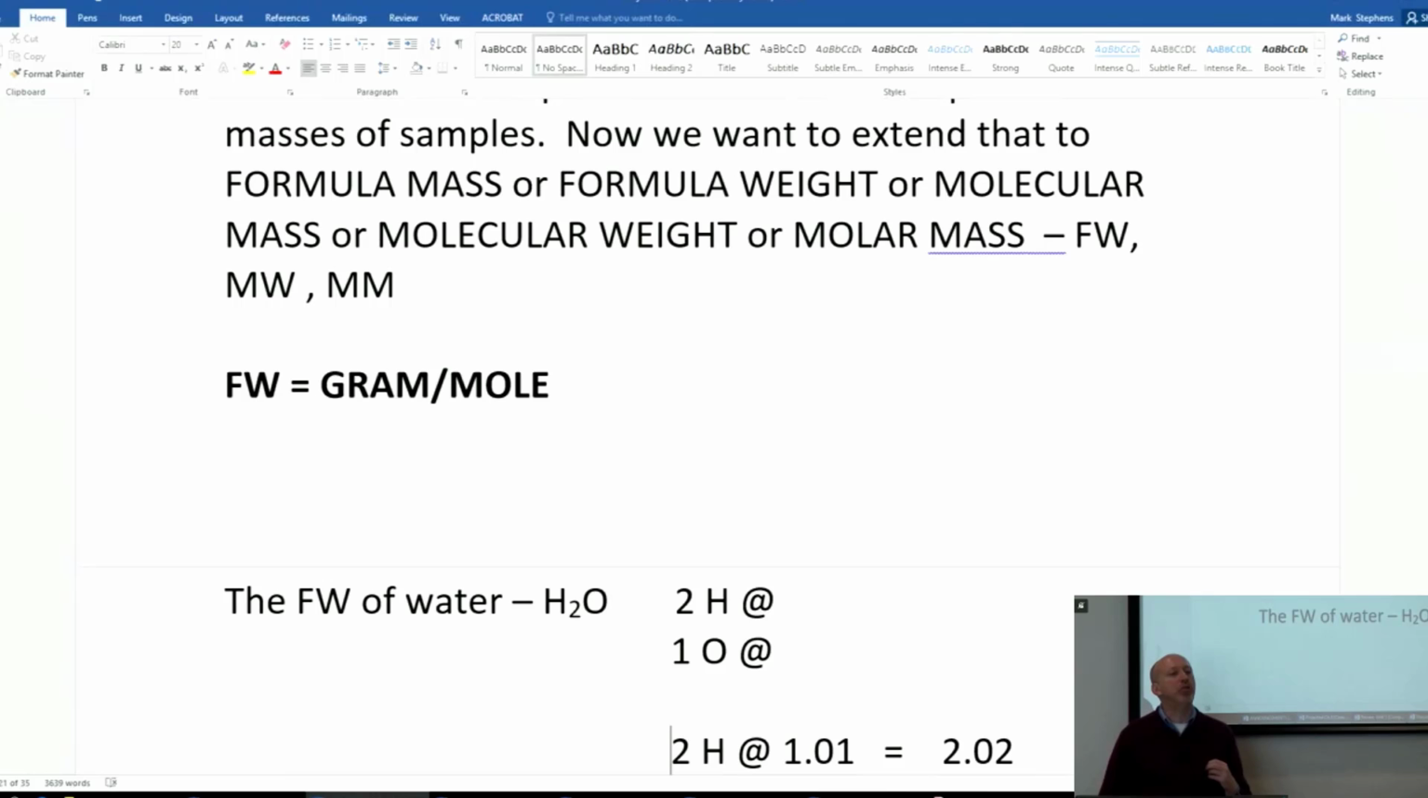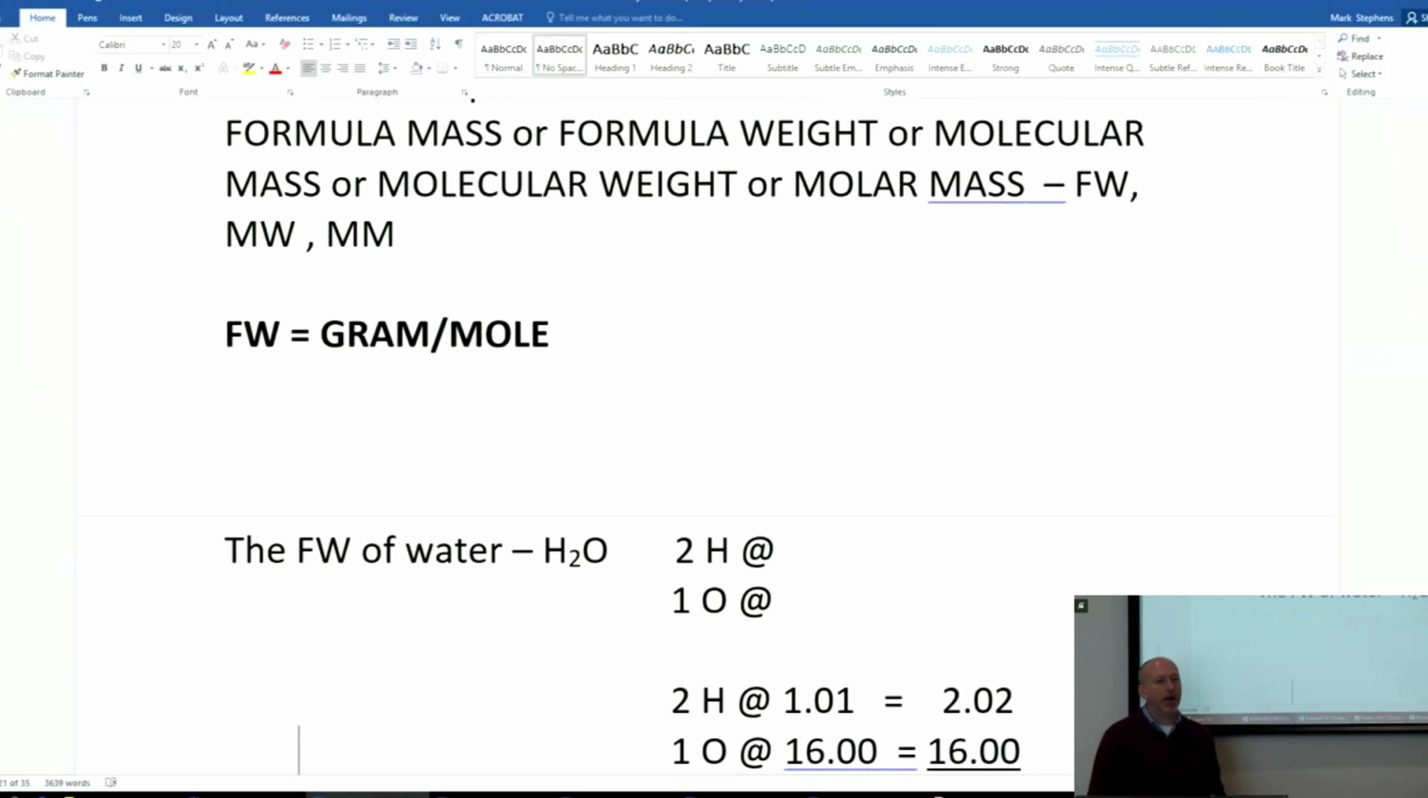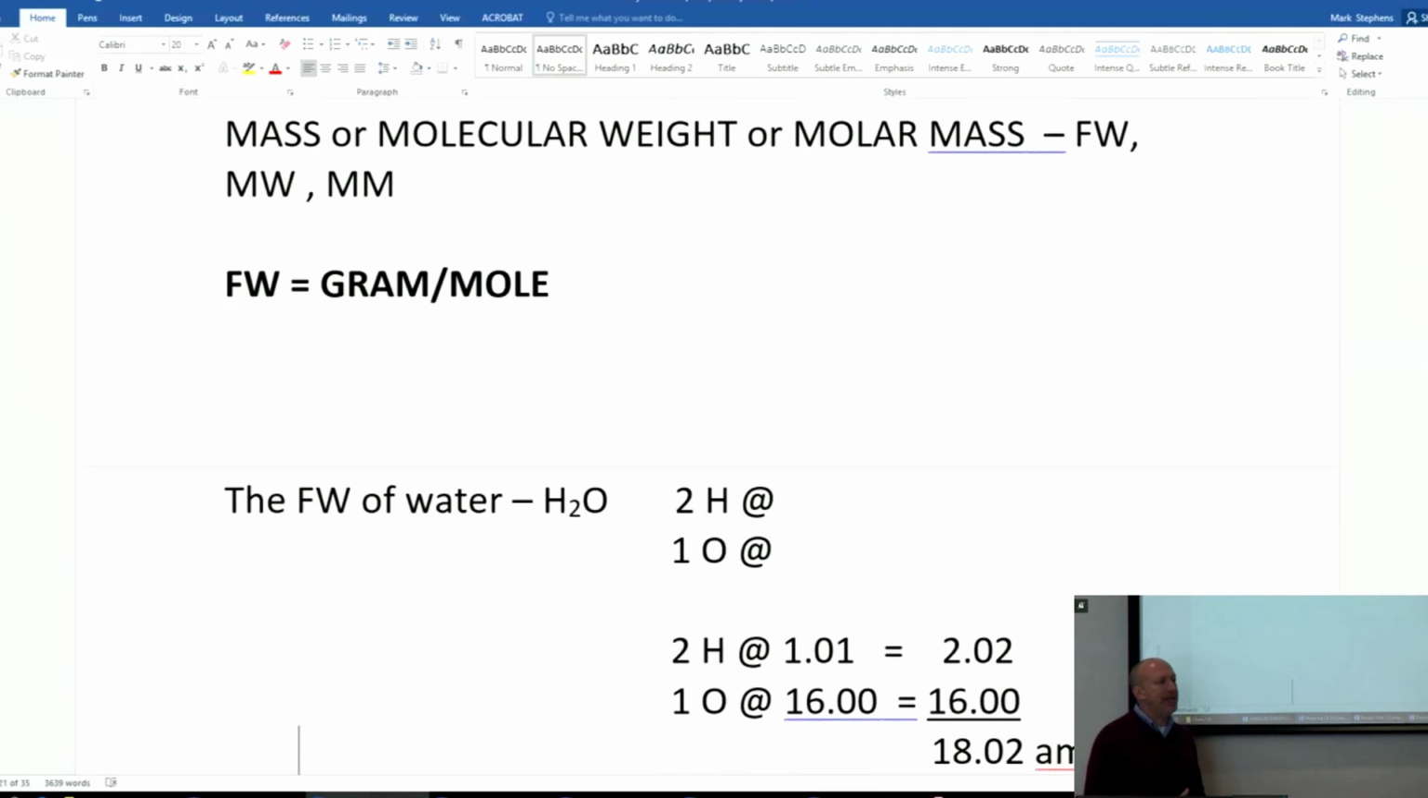Find oxygen. What's its value? David, you here today? Yes, David. What's the oxygen value? What do you see as the number under the symbol O? Gary. 16.00. Give me 2 decimal accuracies. All right, so I've got 1 oxygen at 16.00, and then I'm going to add both up, and I'm going to get 18.02 as my value.